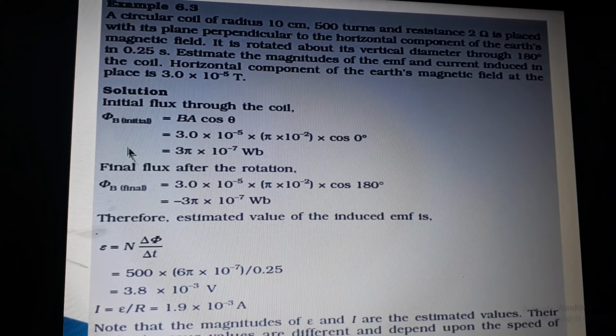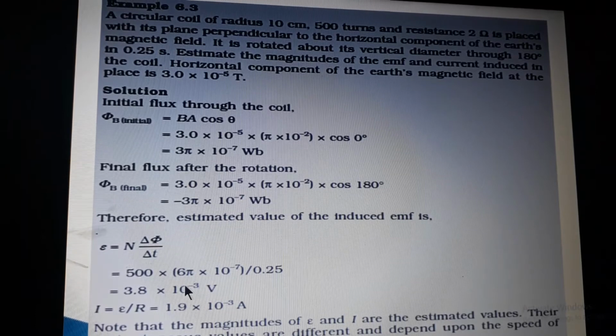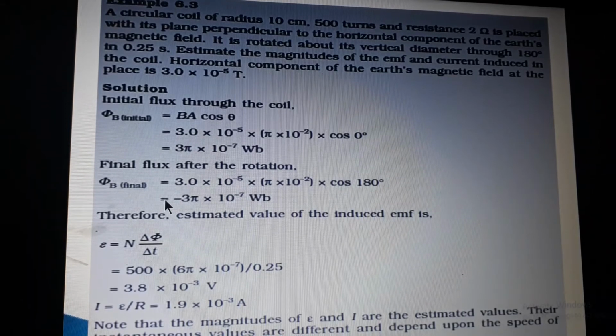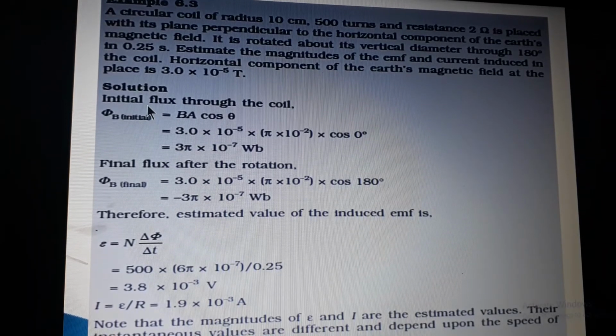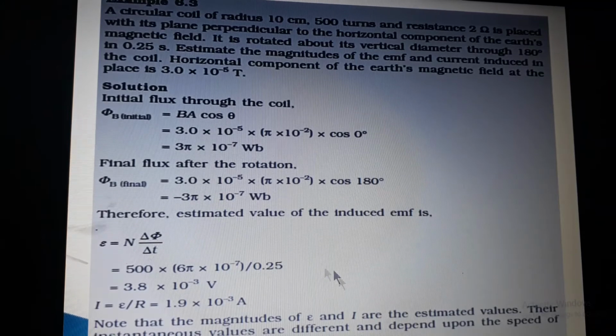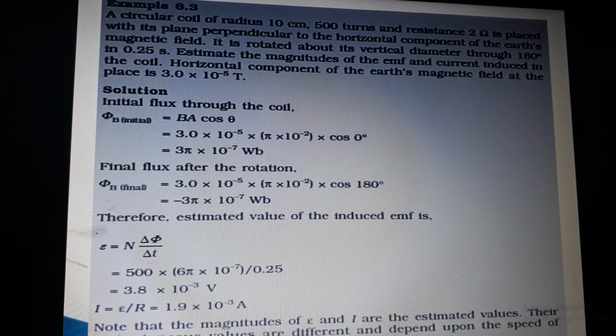Now the difference between phi B final minus initial, you will get 6 pi into 10 raised to minus 7. The difference between these two values is 6 pi into 10 raised to minus 7. So you will get 3.8 into 10 raised to minus 3 volt. So this is the EMF E, the first part.